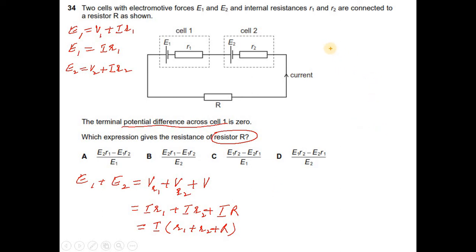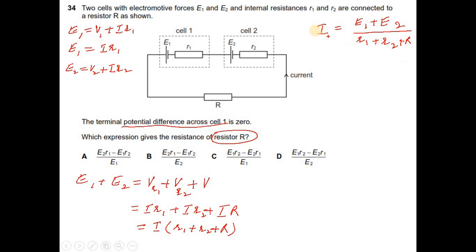Before sending this across, it's better to substitute E1. So what I do here is make I the subject, because we are not given I in the options. So we need to remove I. So I is equal to E1 plus E2 divided by R1 plus R2 plus R.